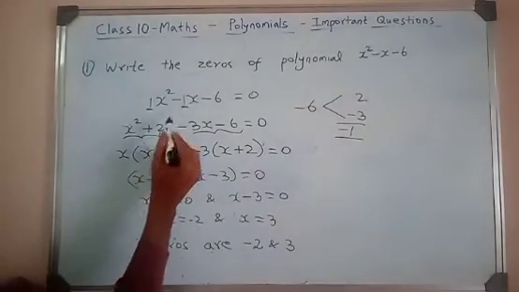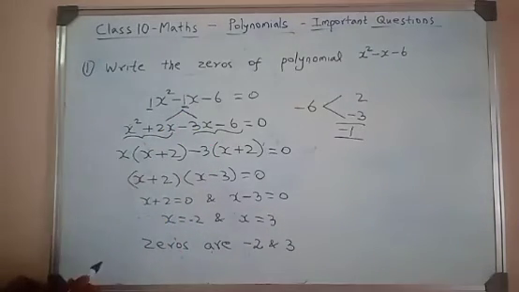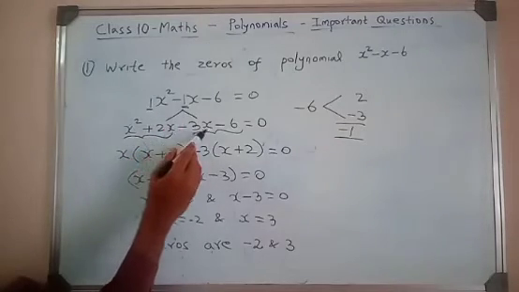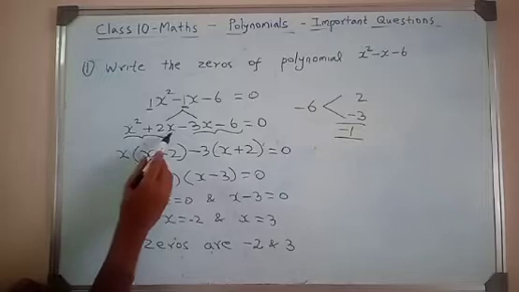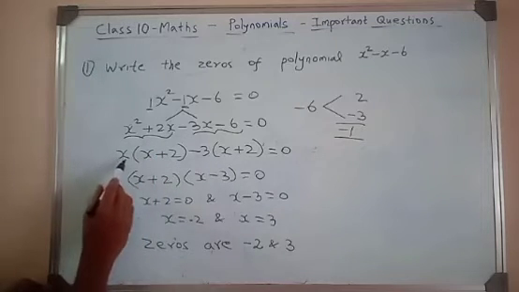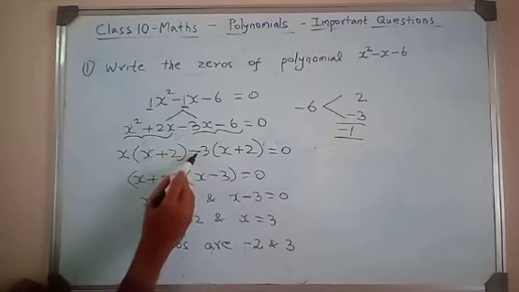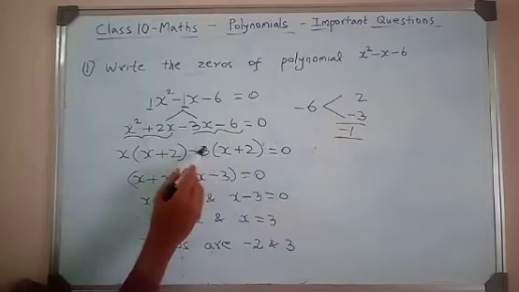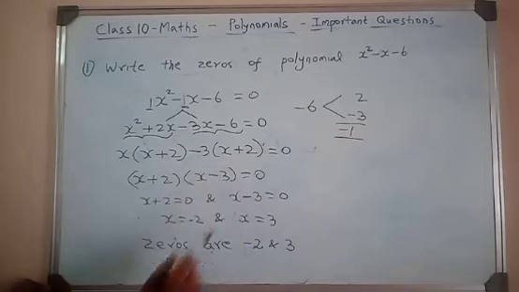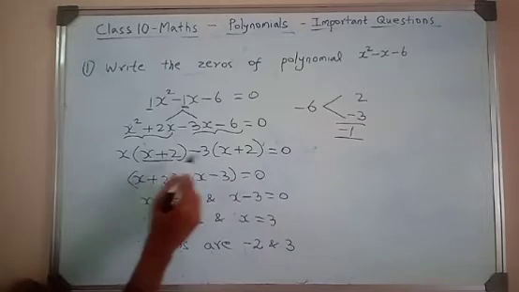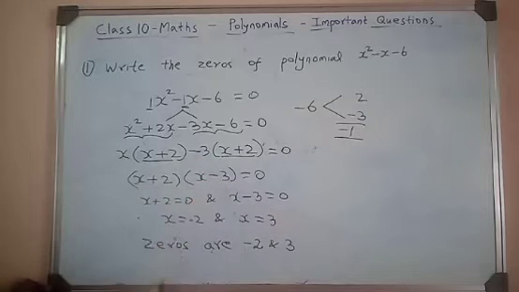Now we can split 1x into plus 2x and minus 3x. So here x square plus 2x minus 3x minus 6 is equal to 0. Now taking the common term from the first two terms, x is common, remaining is x plus 2. Here common is minus 3, so minus 3 outside, remaining is x minus 3 into 2 is minus 6. So we are keeping 2 inside, and it is equal to 0. Now x plus 2 is common, taking x plus 2 outside, remaining is x minus 3 is equal to 0.